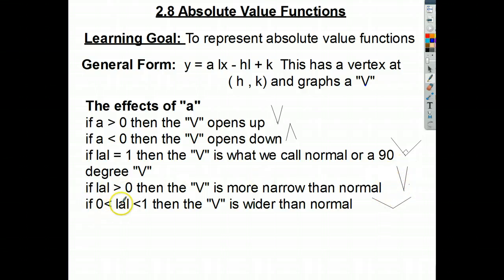And if the absolute value of a is tucked between 0 and 1, so we'll say it's greater than 0 and less than 1, and that would include proper fractions and decimals like 0.1 or 0.7 or negative 0.6, because when you take the absolute value of that, it's still between 0 and 1. Then we say that the v is wider than normal, and here's an example. Okay? All right, moving on.